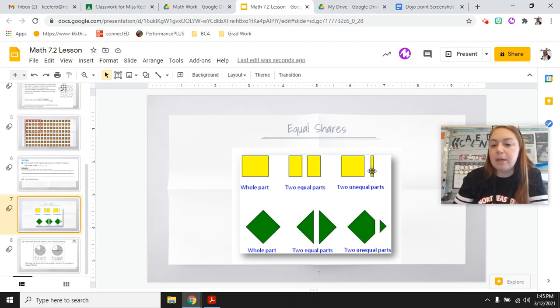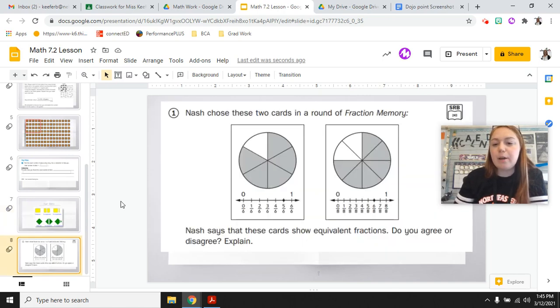Looking at this up here, of course that's not equal. Someone got a lot bigger square than the other person. Or here, this is not equal. Someone also got a larger part than the other person. Think of it like cutting a sandwich. You want to cut it right down the middle to make sure it is equal for both parts. So it's equal shares. And the last part is just a quick review of the fraction memory game, or equivalent fractions.